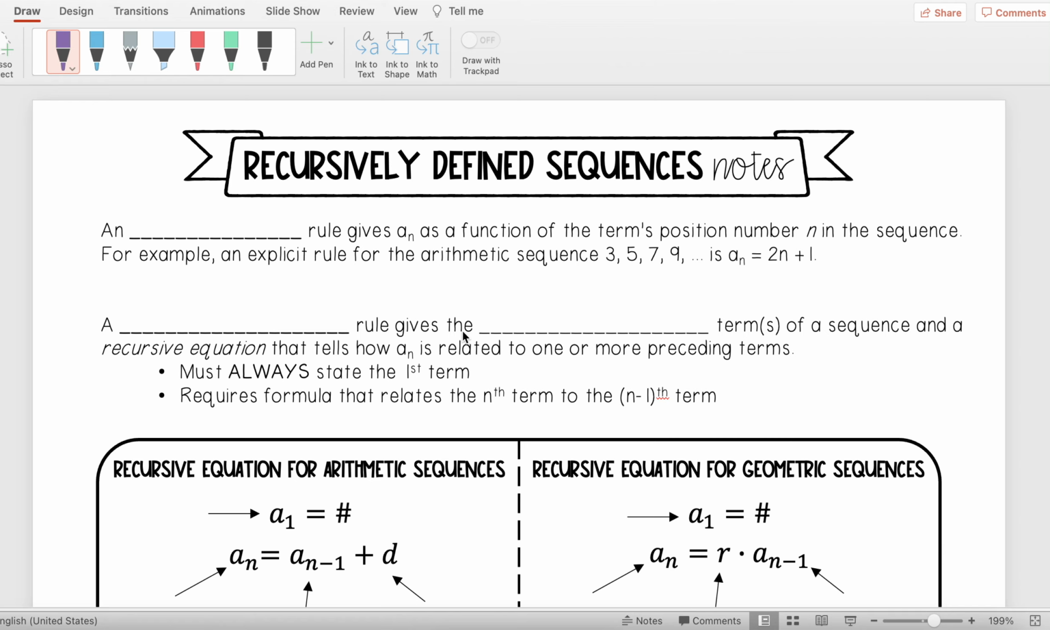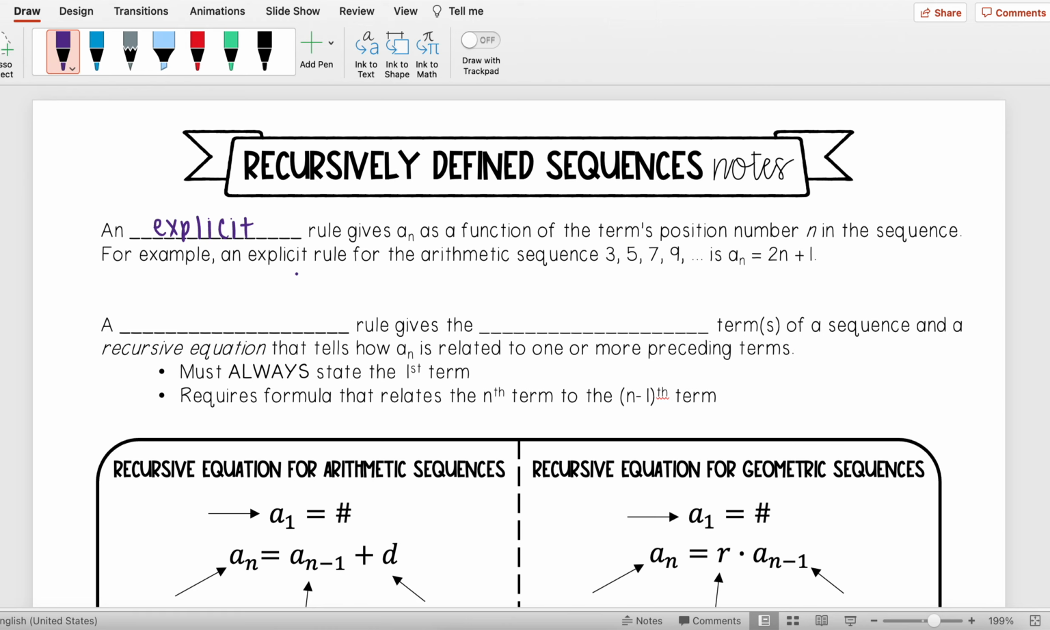Hello everyone. Today we're going to be talking about recursively defined sequences. So we've been working with the explicit form or explicit rule for sequences, which, as a reminder, gives an as a function of the term's position number n in the sequence. So we can use this, for instance, if we're wanting to find what a15 was, so the 15th term, we plug in 15 in for n, and we would get what that term was.